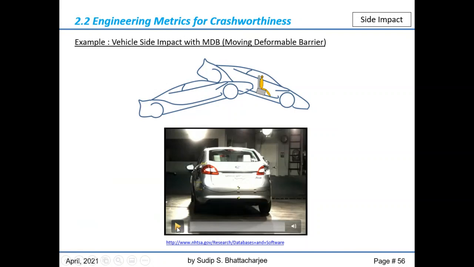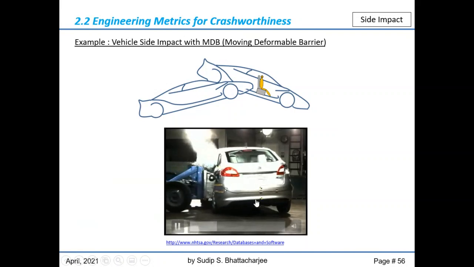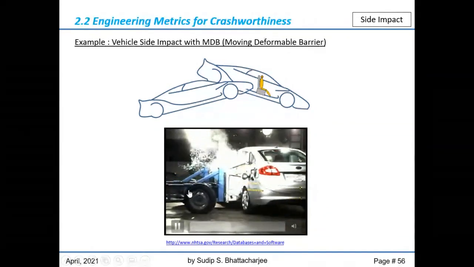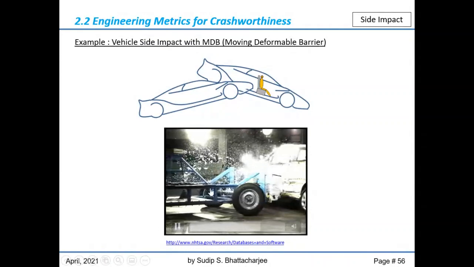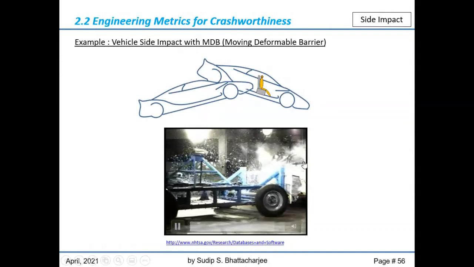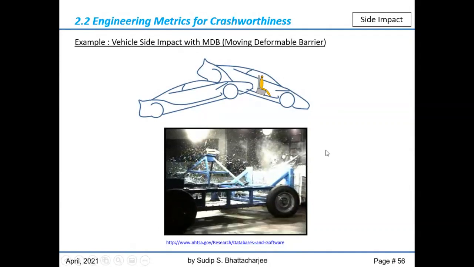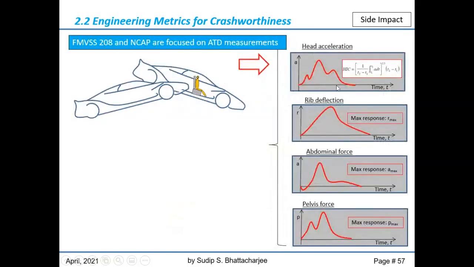Moving on to the side impact, again, I just share one test video from the NHTSA website. This test is being done, as you are seeing, with a moving deformable barrier, obviously mounted on a rigid frame, and it is impacting the vehicle, and the vehicle is getting accelerated laterally and moving away. Inside the vehicle, we will again have some instrumented dummies, and there will be measurements taken inside the different parts of the dummy.